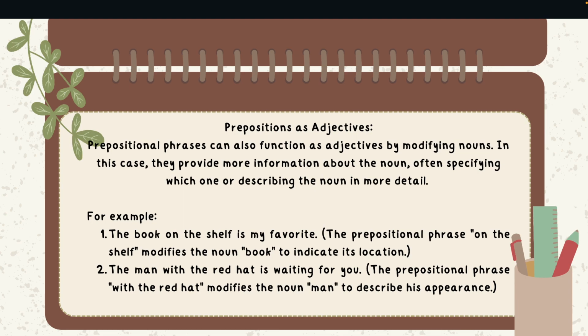Now, prepositions also function as adjectives in a particular sentence, modifying nouns or noun phrases. In this case, they provide more information about the noun, often specifying which one or describing the noun in more detail. For example, the book on the shelf is my favorite. The prepositional phrase on the shelf modifies the noun book to indicate its location. So if we dissect the sentence, which book is my favorite? The book on the shelf.